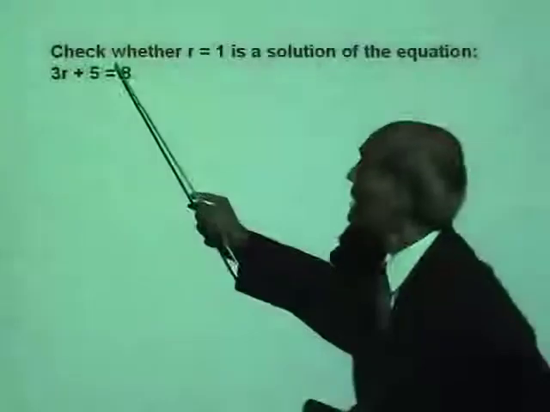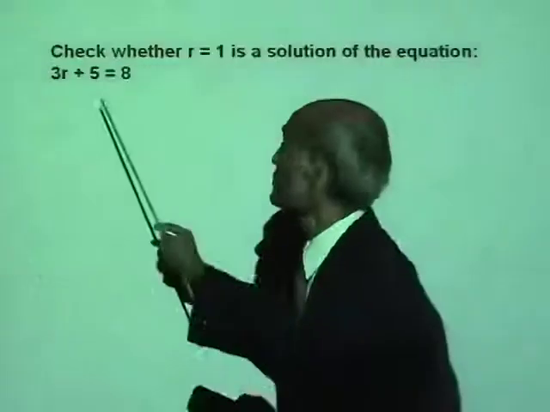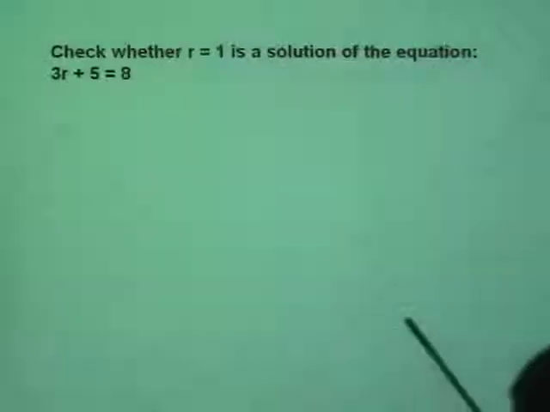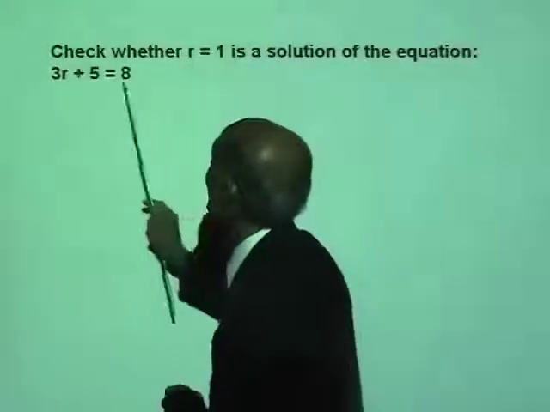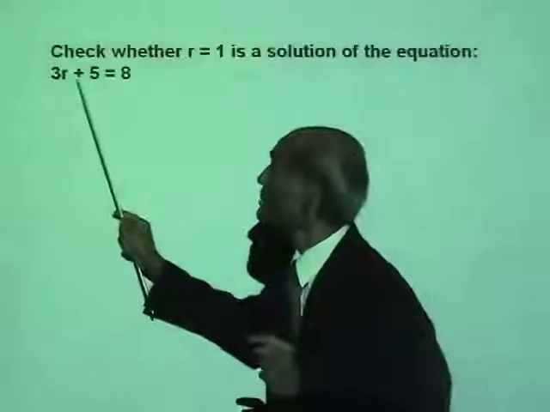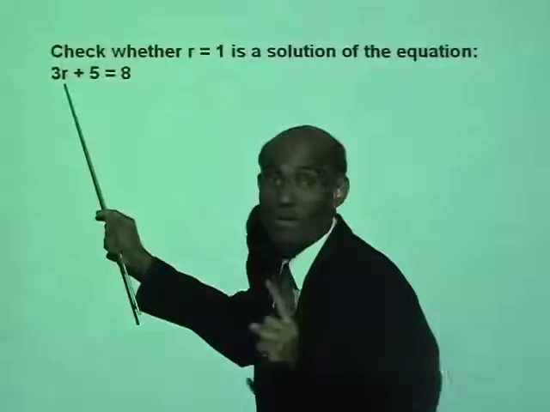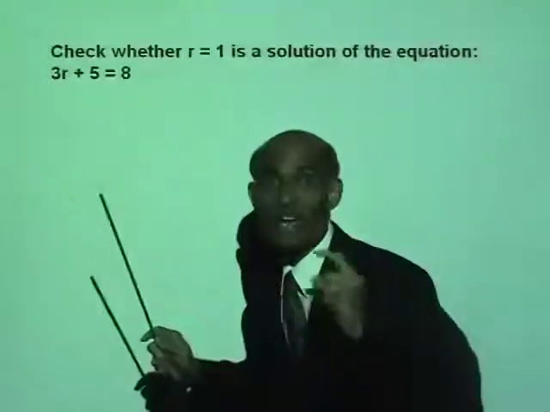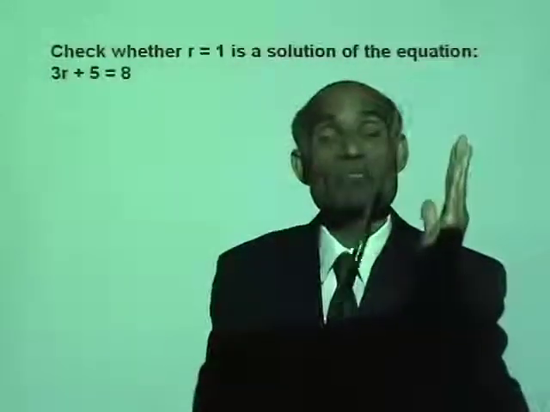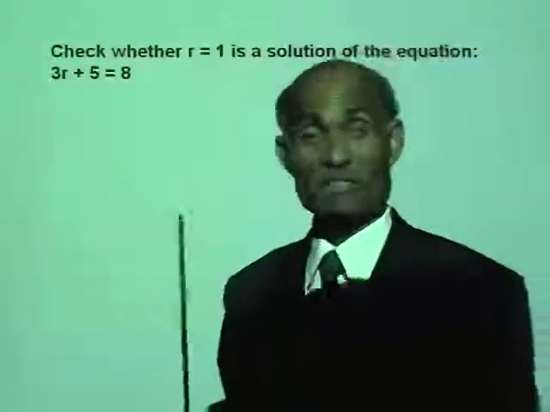Another one. Check whether r equal to 1 is a solution of the equation 3r plus 5 equal to 8. Now, how do you check if r equal to 1 is a solution of this equation? Well, if r equal to 1 is a solution, then replacing r by 1 will make this equation a true statement. A true statement means the value of the left-hand side will be equal to the value on the right-hand side. So, let's try that.